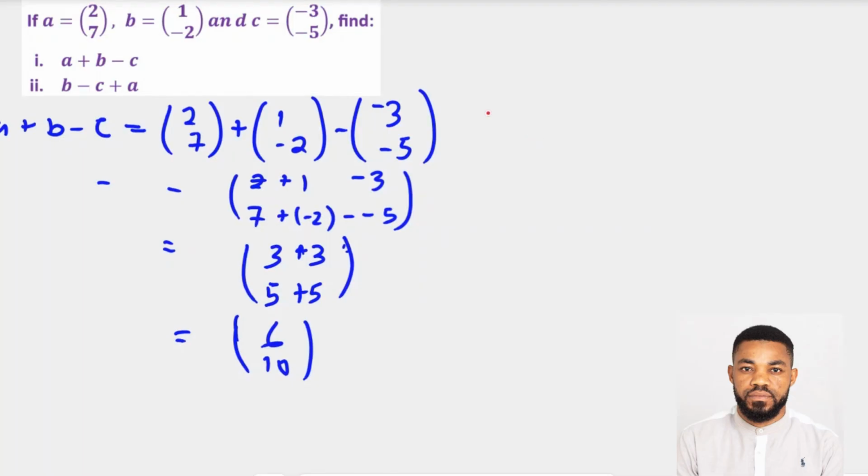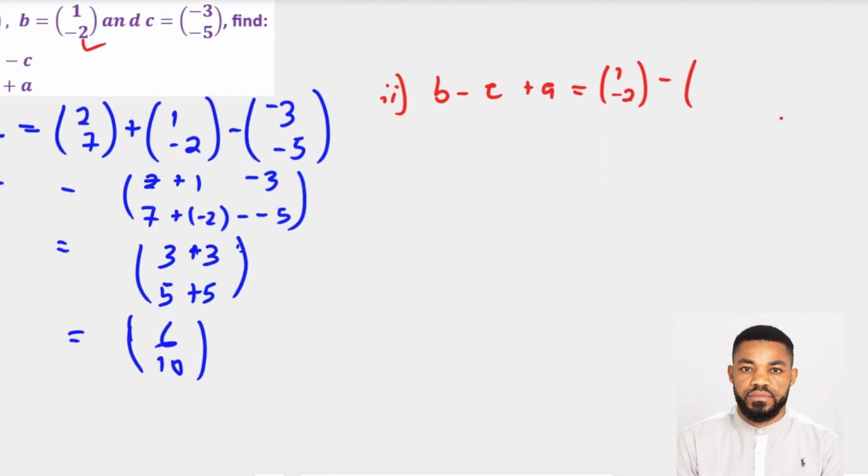Okay, so let's work the second one here. That's going to be II. And II is the vector B minus the vector C plus the vector A. So this time, the letters have been mixed, so you have to be careful. So let's do the substitution right here. The vector B has components 1, negative 2, minus the vector C. So the vector C has components negative 3, negative 5.